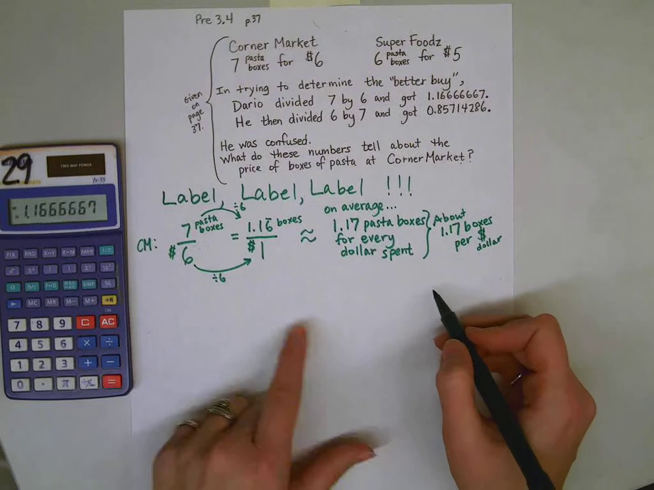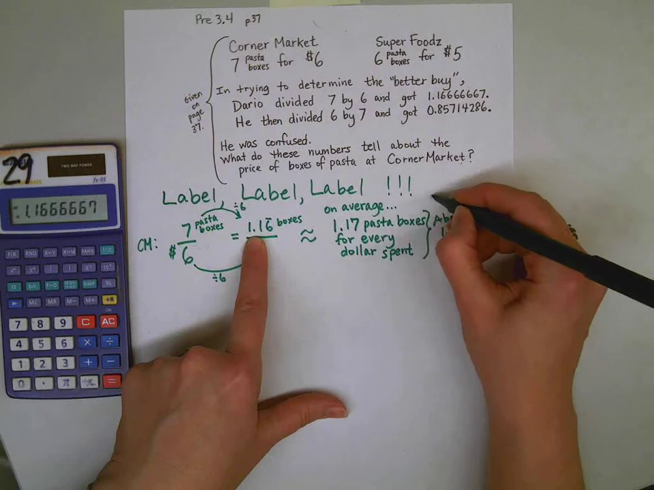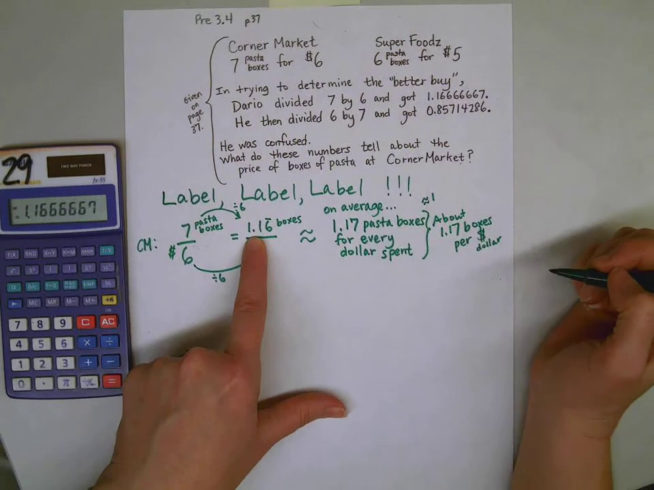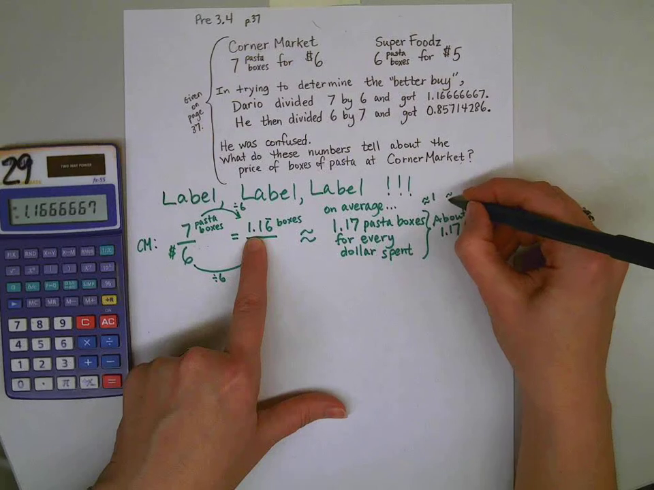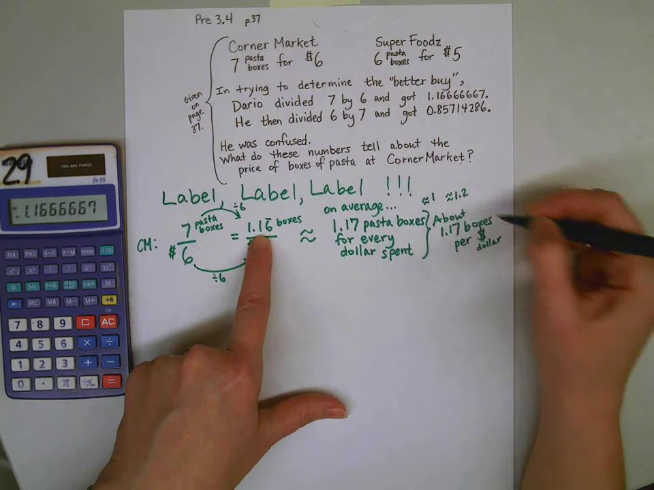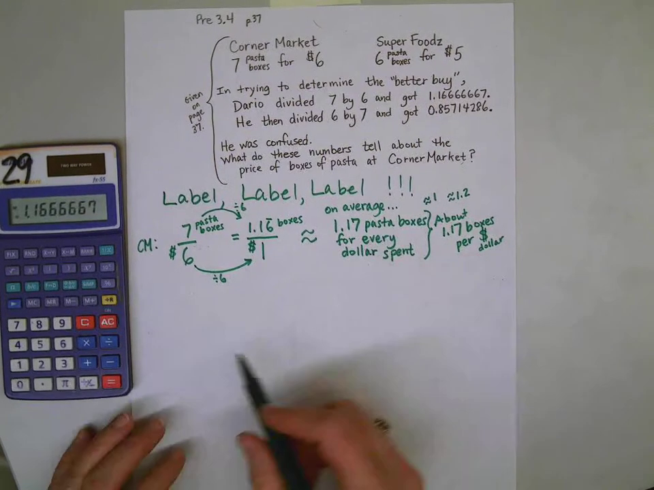Now, a little bit on rounding. If we round this number to the nearest whole, we could say it's about 1. We could round this number to the nearest tenth, and it would be about 1.2. And then this is rounding it to the nearest hundredth.